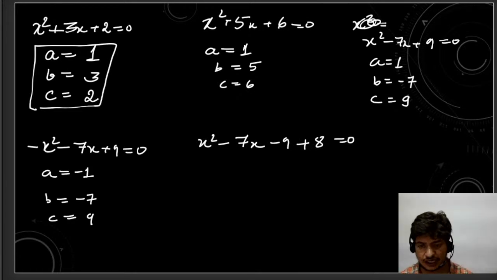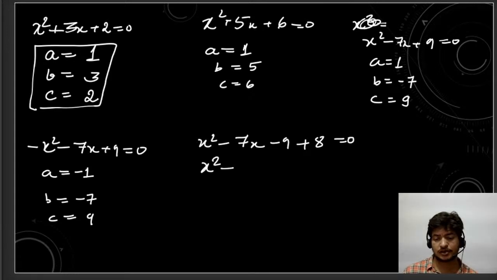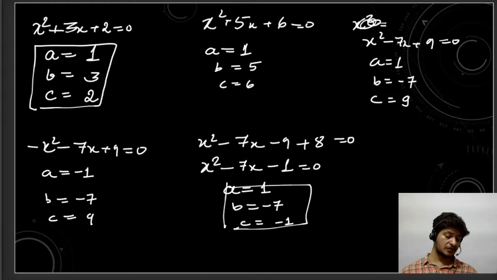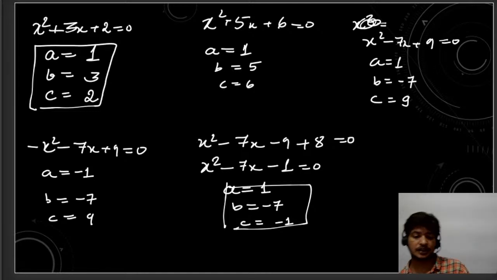So firstly we will add all the constants here. So here you will write this one as x square minus 7x minus 1 that is equal to 0. So a is equal to 1, b is equal to minus 7, c is equal to minus 1, and hence you will get this value. Done. So these all are the things that we are having for the quadratic equation.